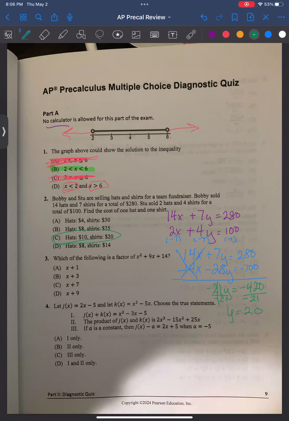But let's say they did these questions correctly and gave another option where the shirts were $20. I would then need to go back and plug in my 20 and find out what x is. So 2x plus 4 times 20 equals 100. That's 2x plus 80 equals 100. Subtract 80. 2x equals 20, x equals 10. So my final answer is C.